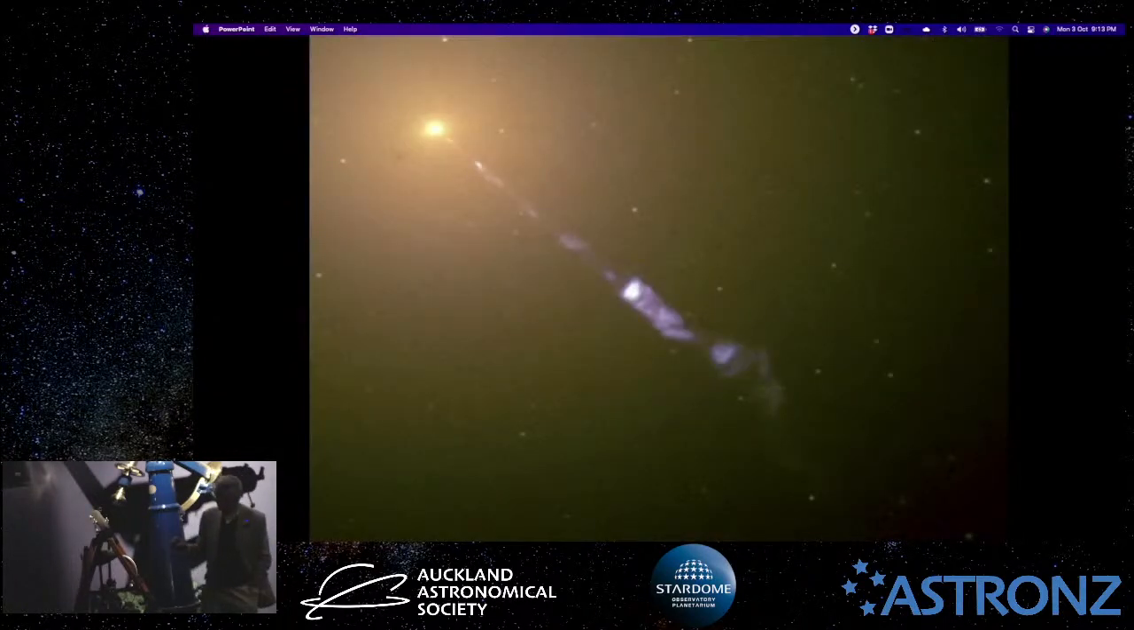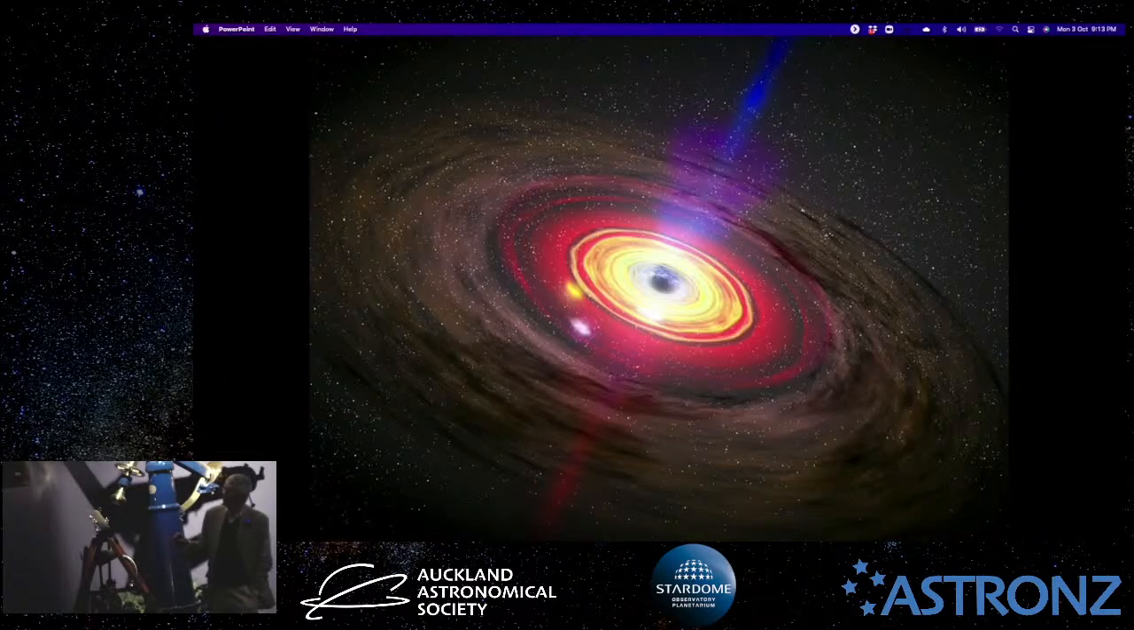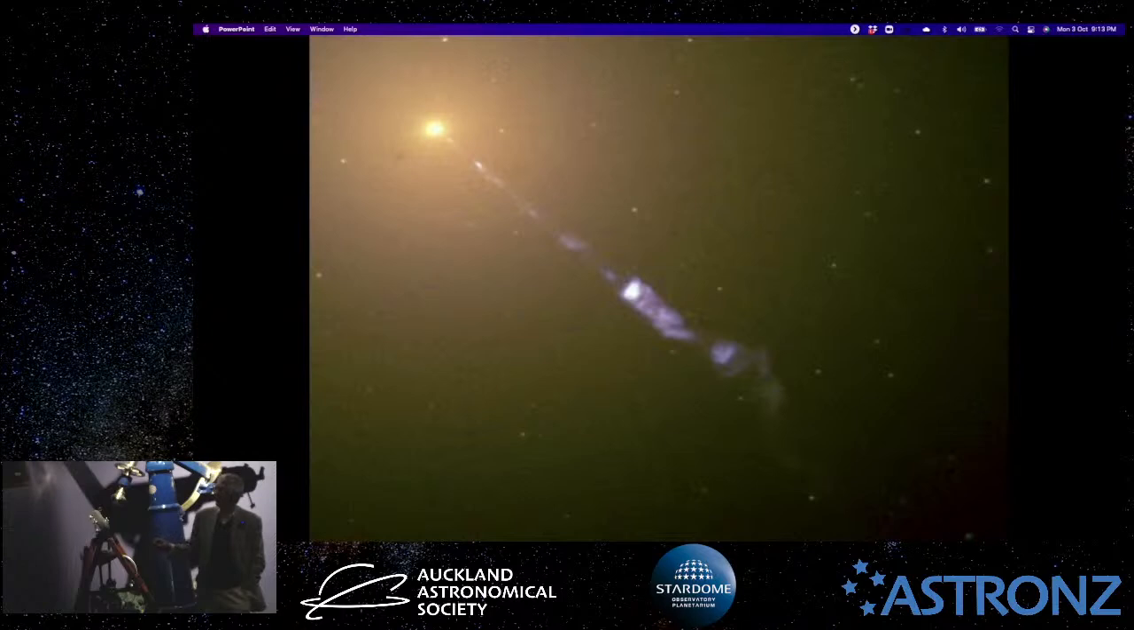These are just some pictures of this. This is an artist's impression of a spinning black hole forming a quasar. This is an actual quasar. This is a galaxy M87, and there is a black hole in the center of M87 producing a relativistic jet, which comes out from the pole of the black hole. This is the core of the galaxy, and the black hole is somewhere in the center of that. You can't see the black hole, obviously.